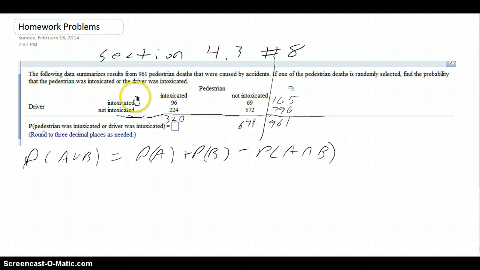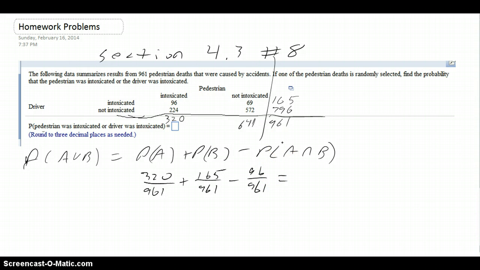So if you look here, here's the driver intoxicated, 165. Here's the pedestrian intoxicated, 320. But we've counted this 96 twice. So if we go ahead and calculate that, the driver or the pedestrian was intoxicated, so that's 320 over 961 plus 165 over 961, the driver's intoxicated out of 961. But we have to take away the ones we've counted twice, which is this 96 over 961.